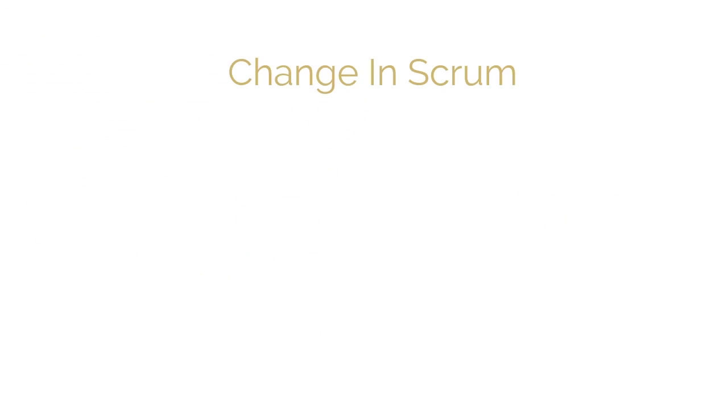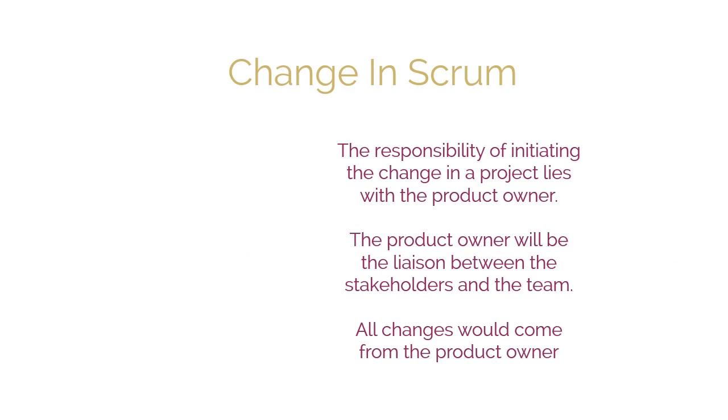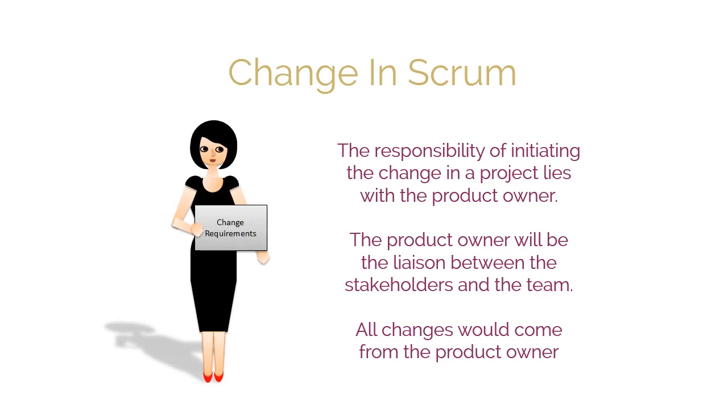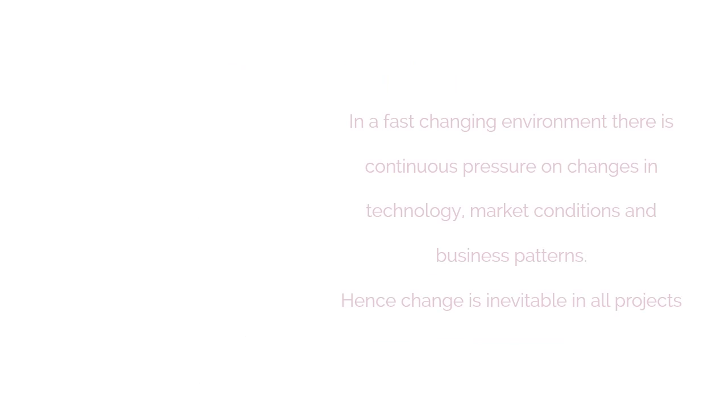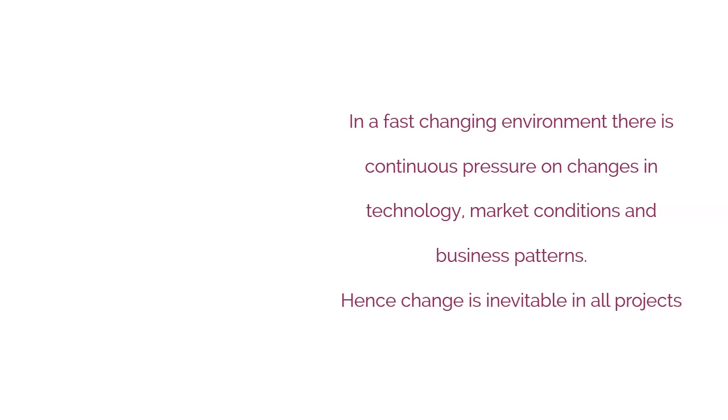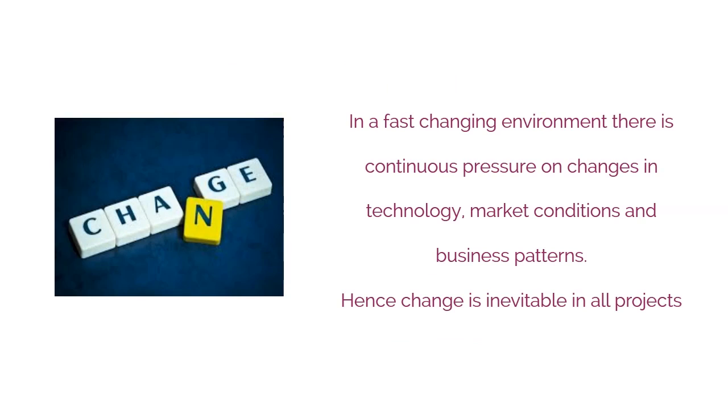In the Scrum development process, the responsibility of initiating change in a project lies with the product owner. The product owner will be the liaison between the stakeholders and the team. All changes would come from the product owner. In today's fast-changing environment, there is continuous pressure from changes in technology, market conditions, and business patterns. Hence, changes are inevitable in all projects.